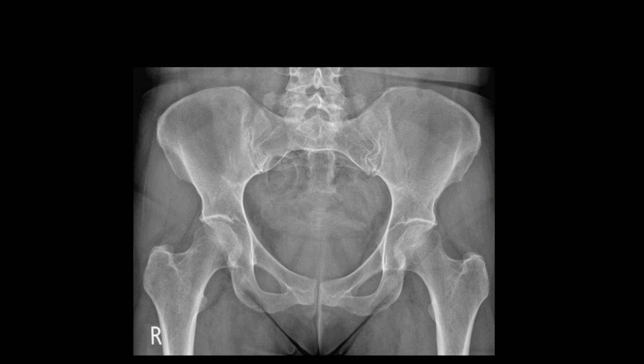Then we want to follow both femurs, tracing over each of its borders. So we've got the head, the neck, the lesser trochanter, moving through to the diaphysis or the shaft, greater trochanter and back over the neck, and then the head over there. An important line to mention at this point is Shenton's line.